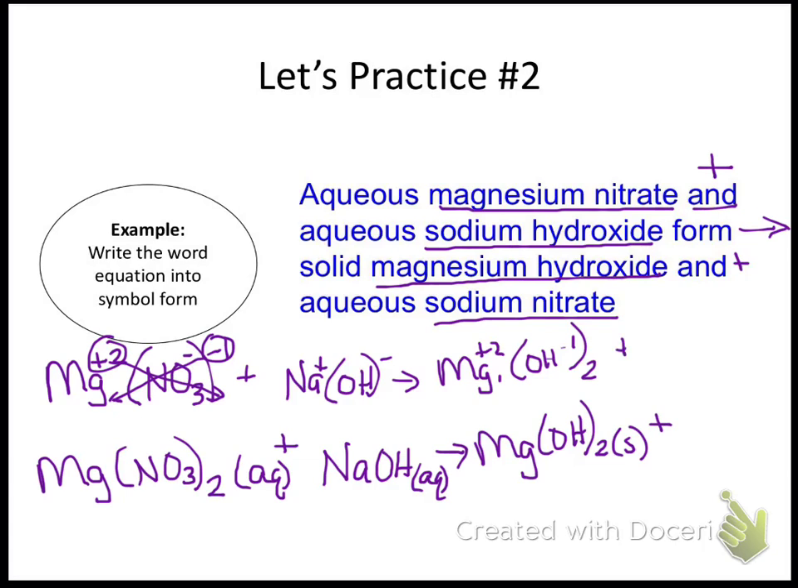Sodium nitrate. Sodium is Na +1. Nitrate is NO3 -1. The charges are the same, so they cancel each other out. NaNO3, and this is aqueous. Okay, so there we have our chemical equation. We will do some more practice when I see you in class, but that is it for now.